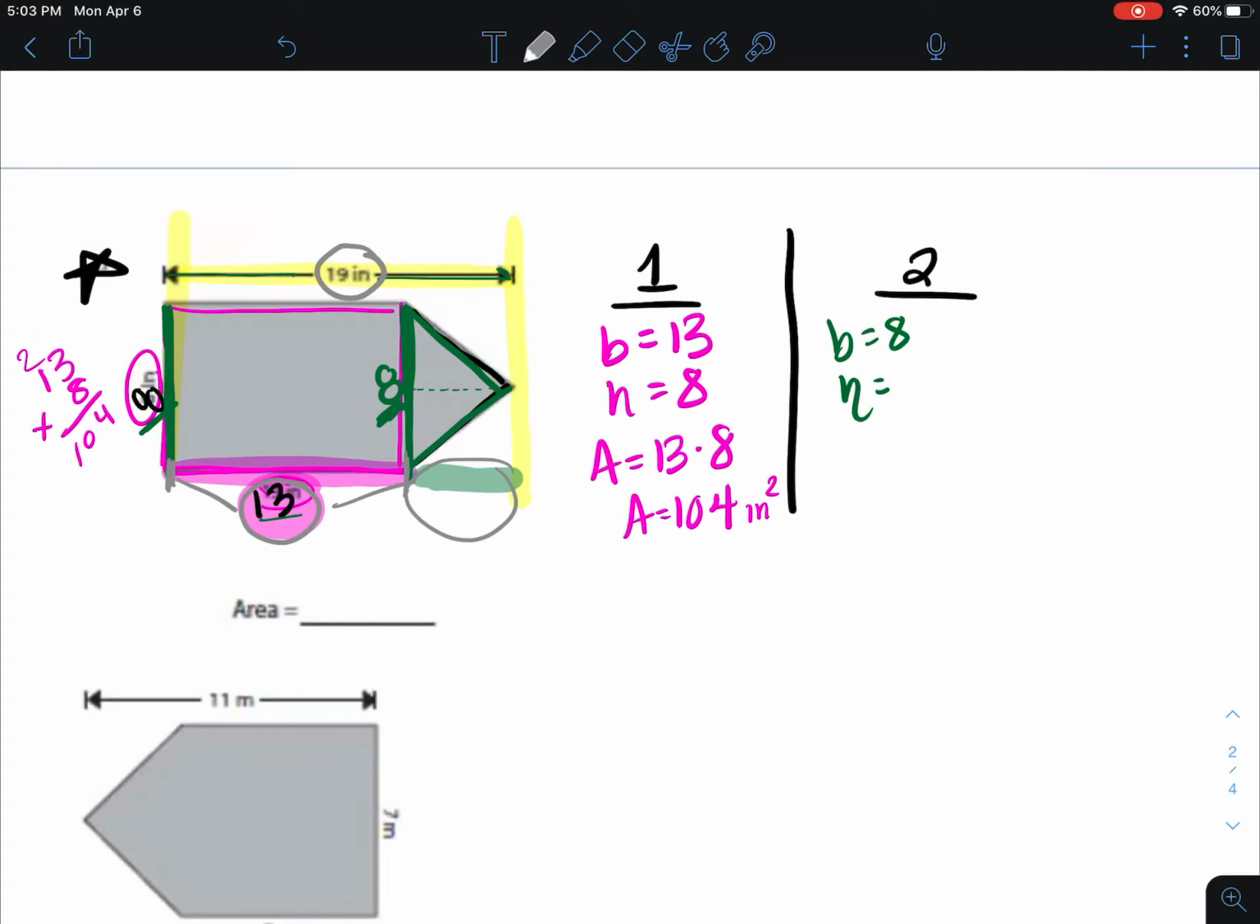I want you to think about that. If you already know, go ahead and pause it and solve it. But right now I'm going to go ahead and continue. What you have to do in those cases is actually subtract. So you would do 19 minus 13, to find the height of the triangle. So this 19 minus 13 is going to be 6.